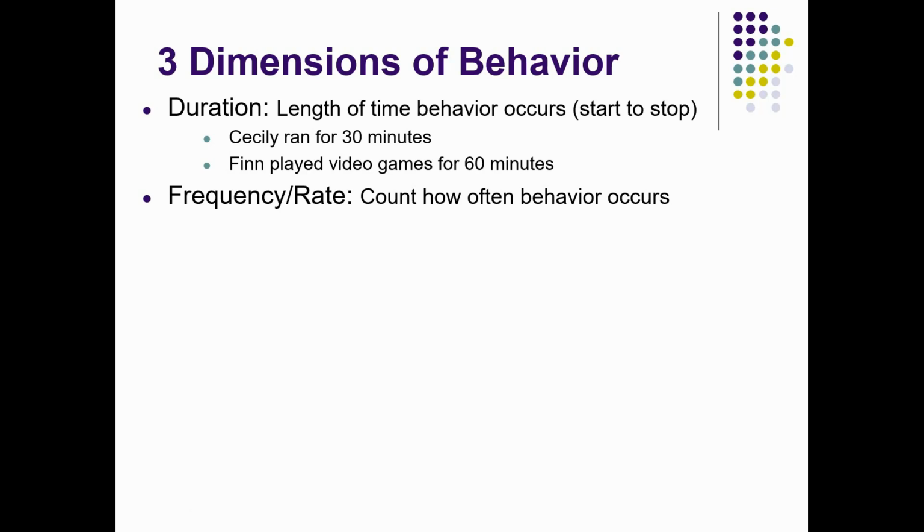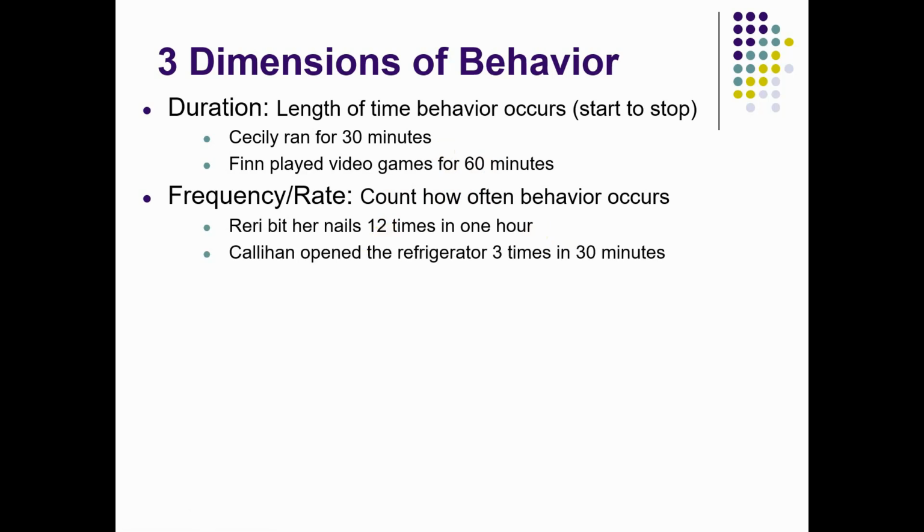Another way to measure behavior has to do with frequency or rate. Now, this is not measuring how long something occurs, but how many times the behavior occurs in an amount of time. So, for example, Rary bit her nails 12 times in 1 hour. So this is a count, a frequency, or a rate of occurrence of the behavior. Callahan opened the refrigerator 3 times in 30 minutes. Again, 3 is a count or an amount.